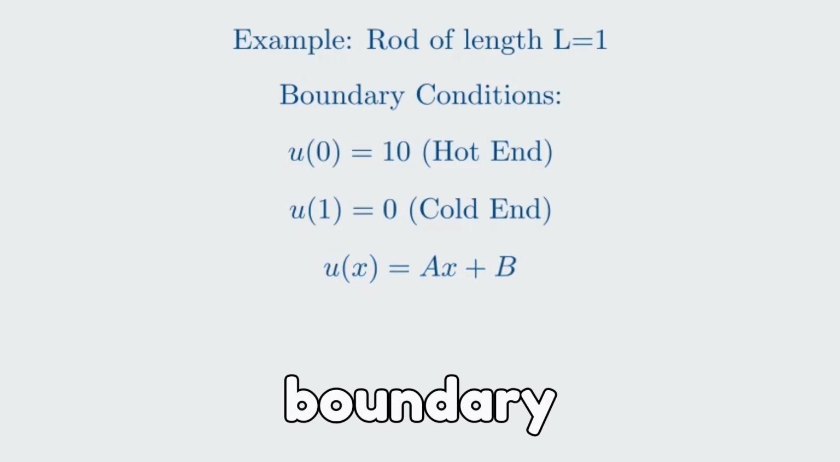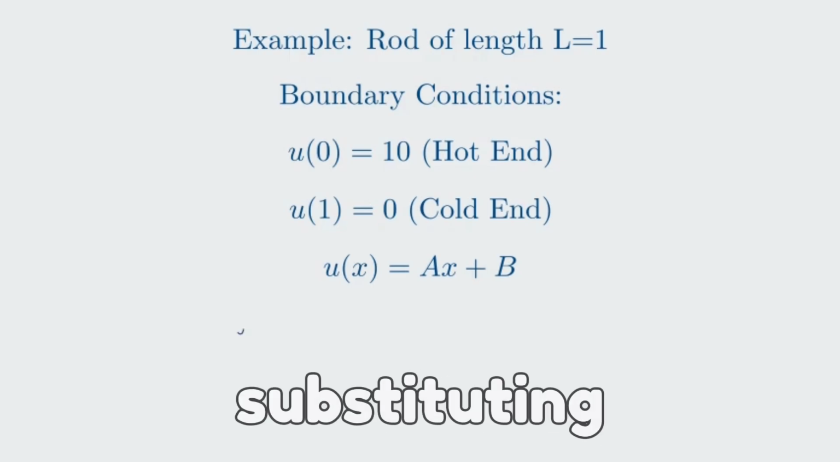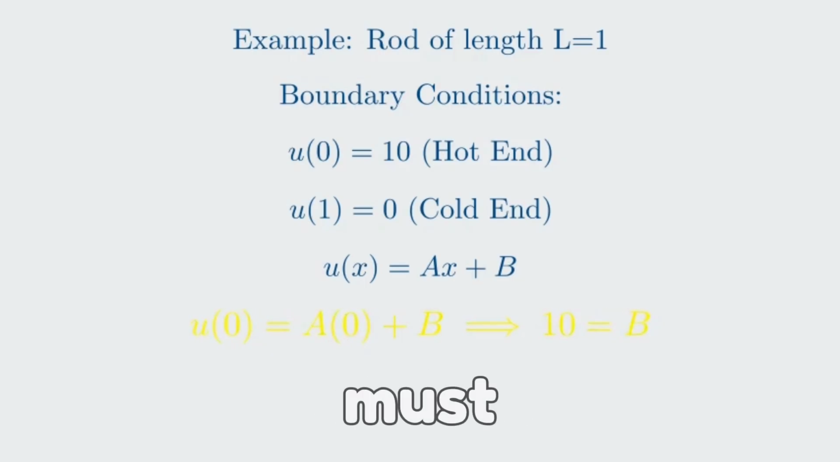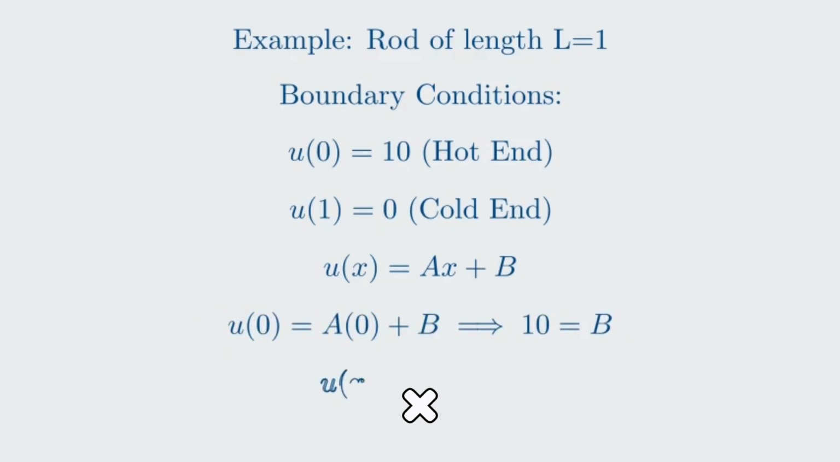We use our general linear equation, u of x equals a times x plus b. Now we use our boundary conditions to find the constants a and b. First, let's use the condition at x equals 0. Substituting u equals 10 and x equals 0, we get 10 equals a times 0 plus b. This tells us that b must be 10. So our equation is now u of x equals a x plus 10.